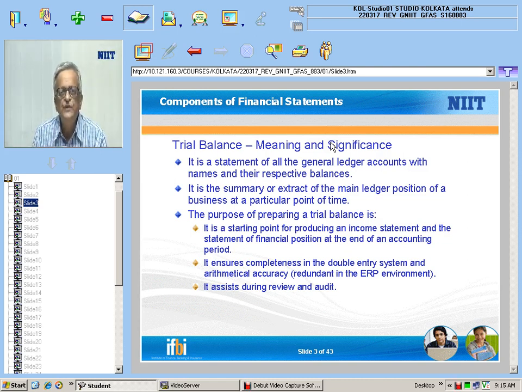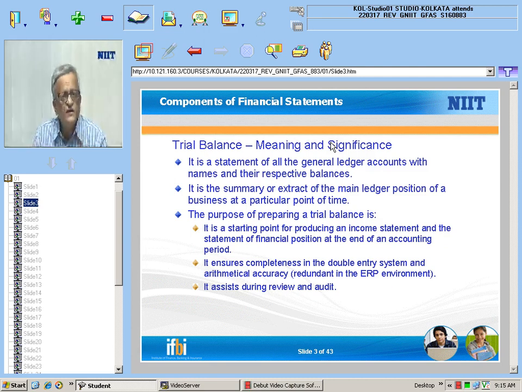Second position, it ensures completeness in the double entry system and arithmetical accuracy. Redundant in the ERP environment. Redundant means no longer applicable. In the ERP, enterprise resource planning, nowadays everything is done through the system.